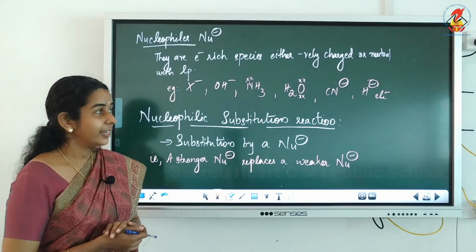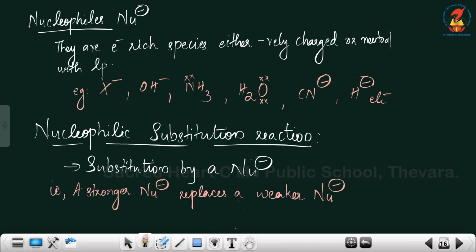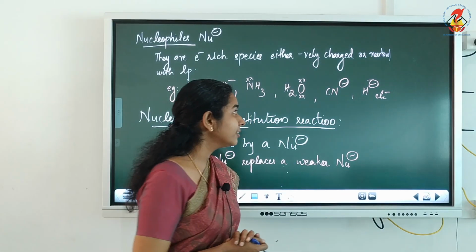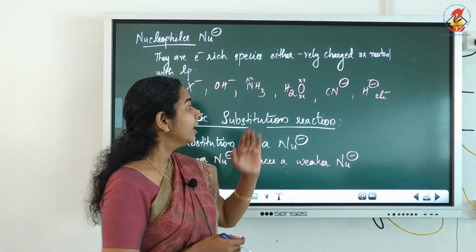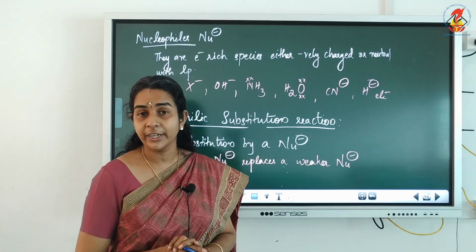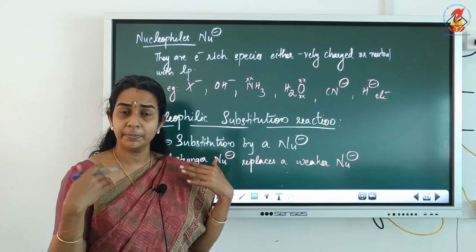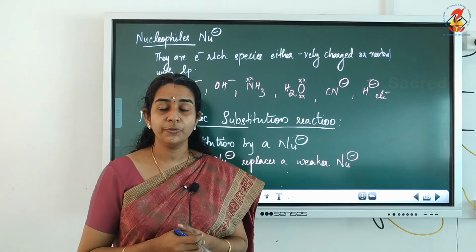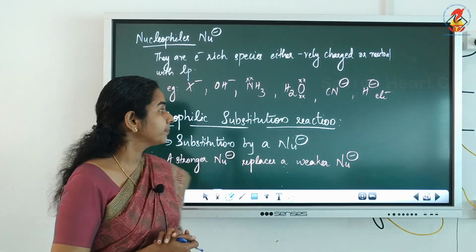Examples of nucleophiles: X minus, which can be fluoride, chloride, bromide or iodide. OH minus, that is hydroxide ion. Ammonia is a nucleophile because there is a lone pair on nitrogen. Water is another nucleophile, where there are two lone pairs on oxygen. Then CN minus is known as cyanide ion. H minus is known as hydride ion, etc. There are many examples of nucleophiles. These are only a few examples.